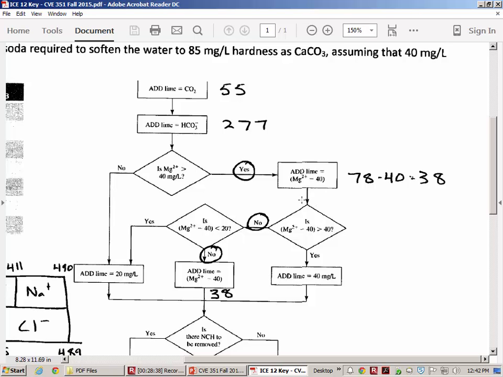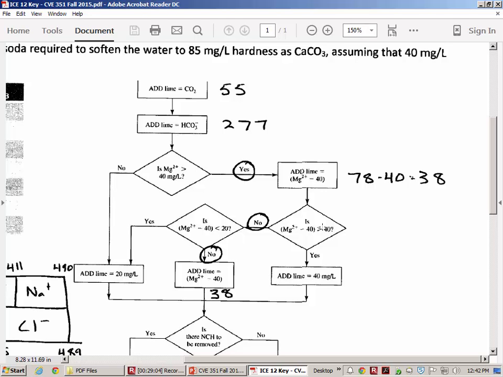And now we have another question. Is magnesium minus 40 greater than 40? So it's asking, this amount here, is 38 greater than 40? No, 38 is not greater than 40. And so it asks another question now. It's asking, is your magnesium minus 40 less than 20? So is 38 less than 20? No, so that sends us here.